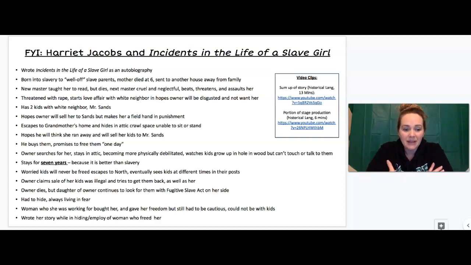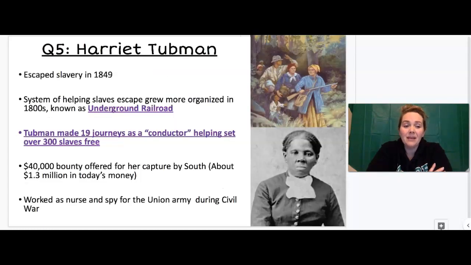Ultimately, what ends up happening, you can read the bullet points if you want more detail, but one by one, her kids and she end up in the North. Okay. She still has an owner, but her owner ends up freeing her, and she decides she's going to try to be with her kids. And that's the perspective this book is written in. So there's just one example of somebody's story in slavery. Pretty horrific, pretty horrific. Okay, all right, Q5, Harriet Tubman, write it down, highlight it yellow, okay?